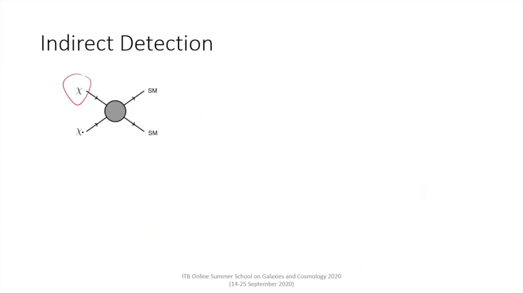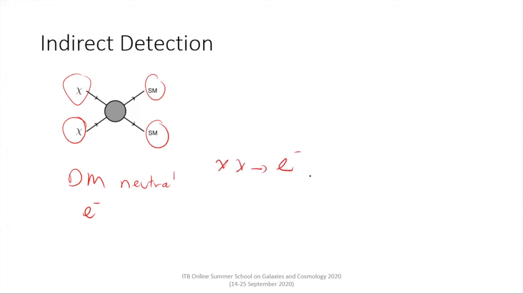In indirect detection, the dark matter will annihilate into a standard model pair. Most of the standard model particles, quarks or electrons or muons, are charged, and we know dark matter is neutral. For example, if you want the dark matter to annihilate into electrons, you cannot have it annihilate into just an electron. It has to annihilate to the pair, electron and positron. Same thing with quarks and anti-quarks. For example, the up quark has a charge of two-thirds, and the anti-quark has a charge of -2/3.